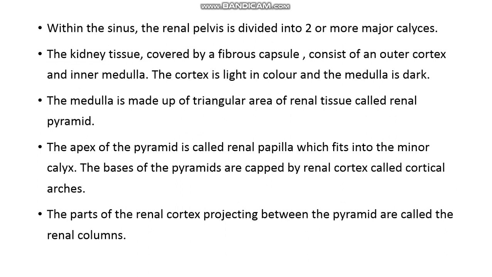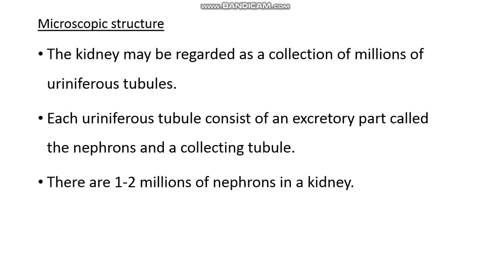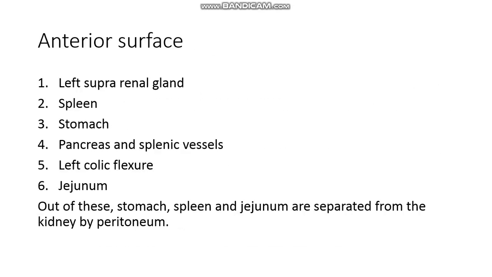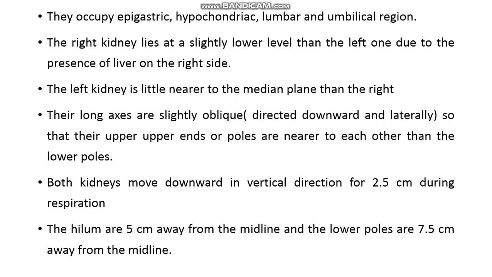The medulla is made up of triangular areas of renal tissue called renal pyramids. The apex of the pyramid is called renal papilla, which fits into the minor calyx. The bases of the pyramids are capped by the renal cortex, called the cortical arches. The parts of the renal cortex projecting between the pyramids are called renal columns. So these are regarding the macroscopic structure of the kidney.